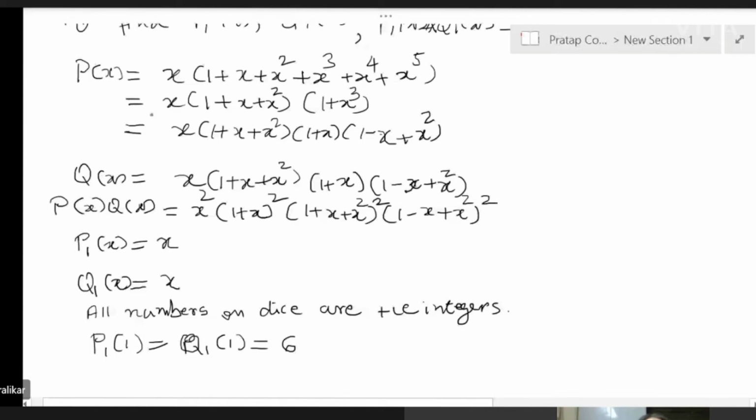Just as x is a factor in each polynomial, 1 plus x and 1 plus x square are also factors in each polynomial. I have no choice. Do you agree with this? Because each polynomial has 6 monomials. That means P1(1) equal to Q1(1) is equal to 6. So when you substitute x equal to 1, the value should be 6 divided by 2 as well as 3. So both these factors should be there in both.